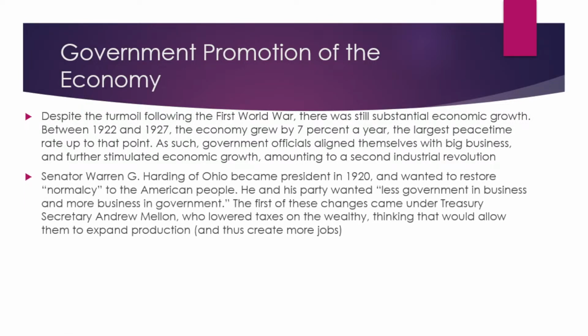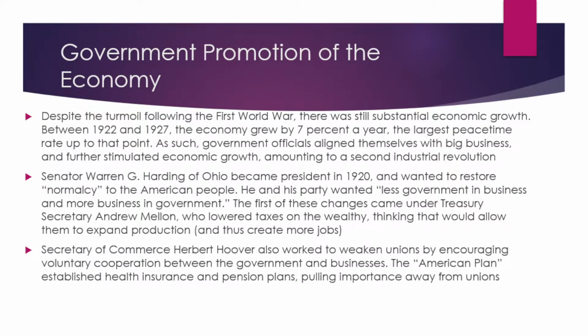Warren G. Harding became president in 1920, wanted to restore normalcy. He and his party wanted less government and business and more business and government because that can't ever cause any trouble. Under Treasury Secretary Andrew Mellon, lower taxes on the wealthy because this would allow them to expand production and create more jobs because, when the wealthy aren't taxed, they definitely do more with their money as opposed to sending it to offshore bank accounts and hoarding it like dragons. Or spending it on stupid stuff.